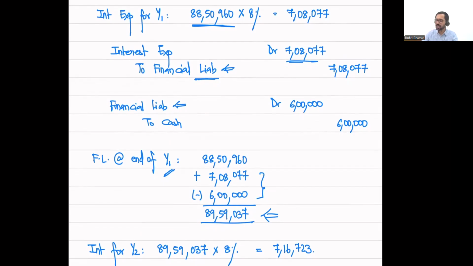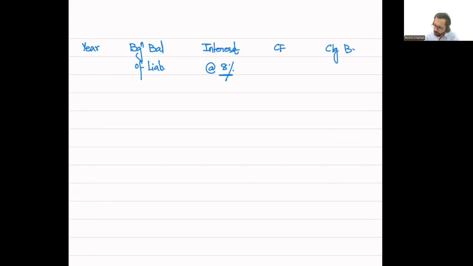So therefore, we have a tabular format where we can calculate the amount of interest, and we can also calculate the closing balance of the liability. I'm going to have year in the first column. I will have beginning balance of liability. I then plot interest, which is going to get calculated at the rate of 8 percent. Remember, interest will be calculated not at the coupon rate, but at the discount rate or the market rate. I then have cash flows, and then I will plot the closing balance of liability.